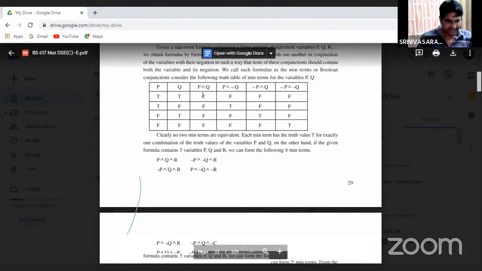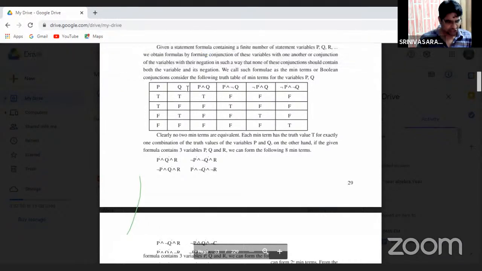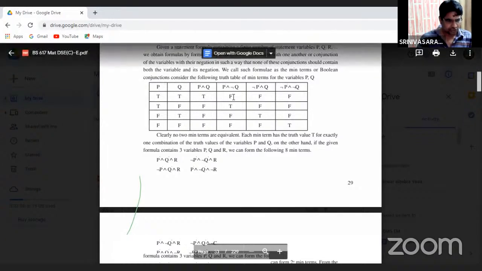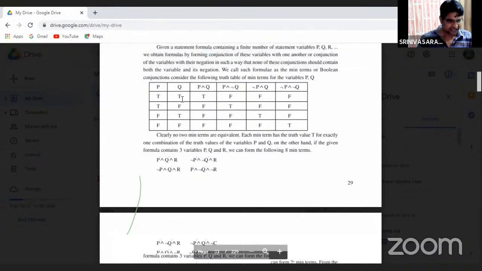That's enough. At the same time, according to Q, we have to consider this type of column. Next to Q, you just write the column for negation Q. There is no confusion there. Now, according to P and negation Q, we express the conjunction concept. Suppose this is false, the negation of Q is false. True and false in the conjunction is false.